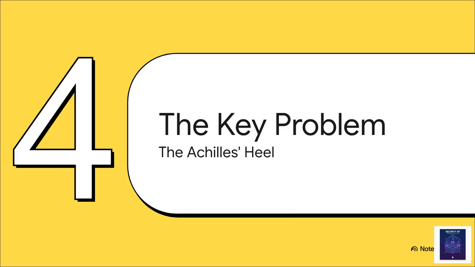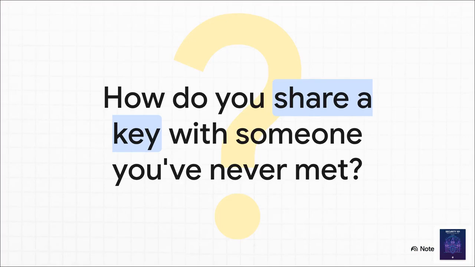We've talked about how strong it is, how smart it is, but for all of its power, symmetric encryption has one giant, glaring weakness. It's the Achilles heel of the entire system. Seriously, just think about this for a second. This whole thing only works if you and I have the same secret key. But if we're on opposite sides of the world and have never met, how do I get that key to you securely? I can't just email it, right? An eavesdropper could just grab it. It's a classic catch-22. You need a secure channel to share a secret key, but you need a secret key to create a secure channel.